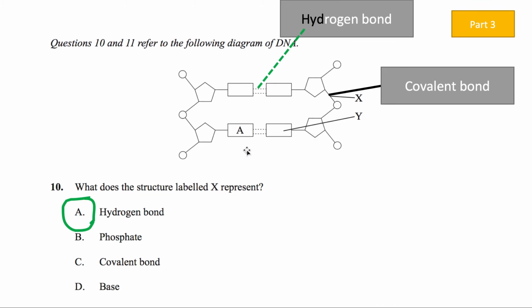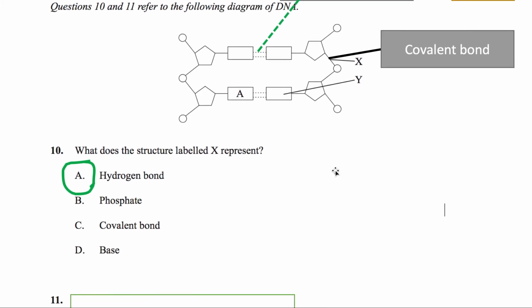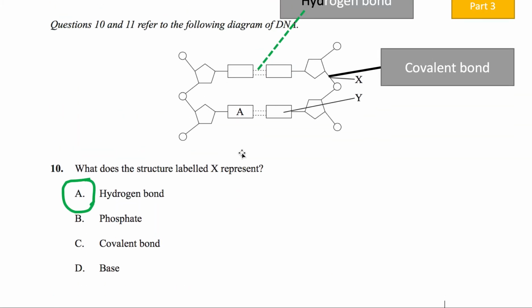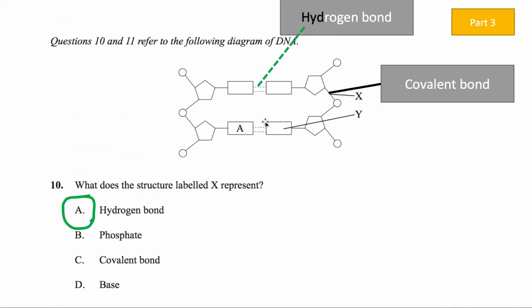So the next question is also based on this diagram. First, give it a go yourself. What does the structure labeled Y represent? So we saw X, now we're going to Y. Like I mentioned in this question, this square thing is a base. So a base will be there. But in this case we wouldn't know exactly which base, because we need to know what it's bonded to know what this base has got to be.